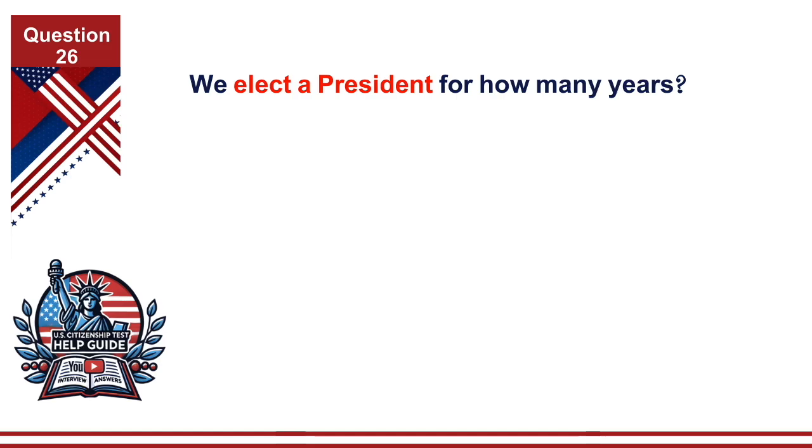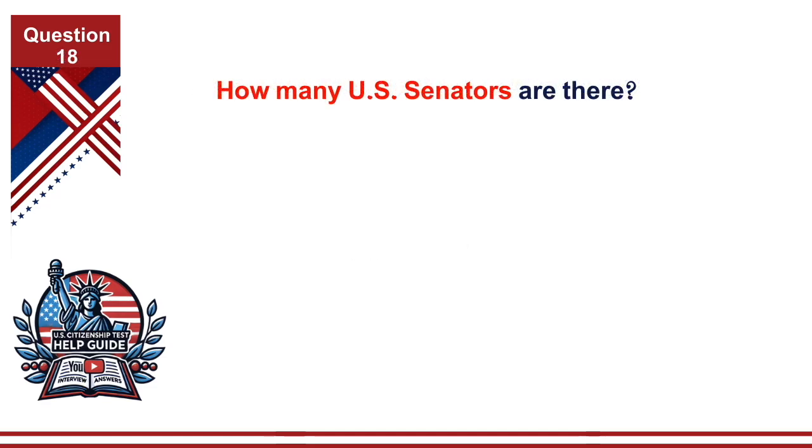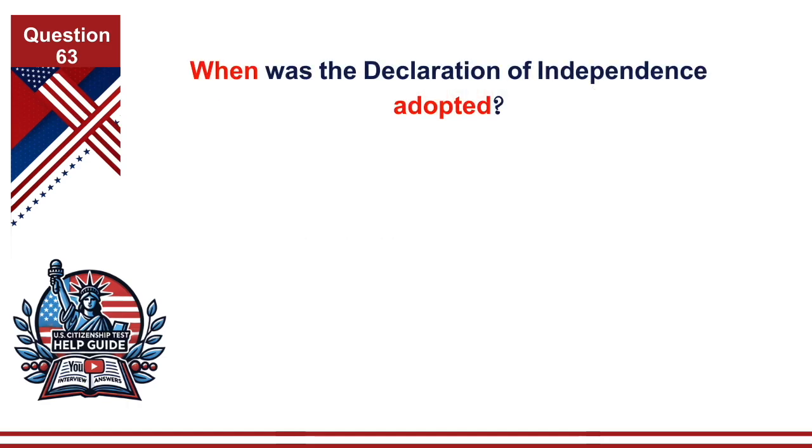We elect a president for how many years? 4. How many U.S. senators are there? 100. When was the Declaration of Independence adopted? July 4th, 1776.